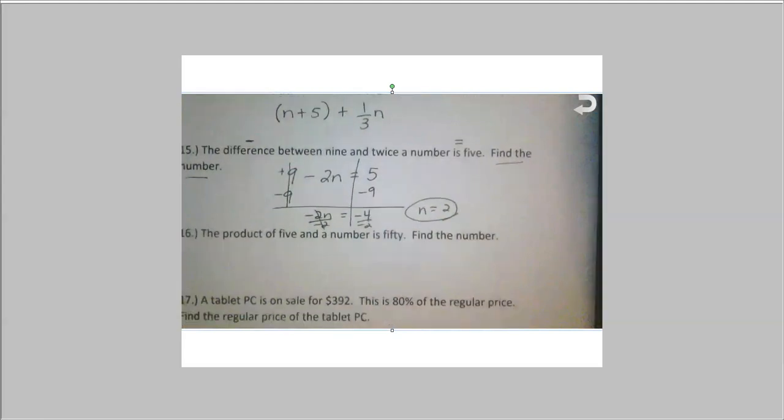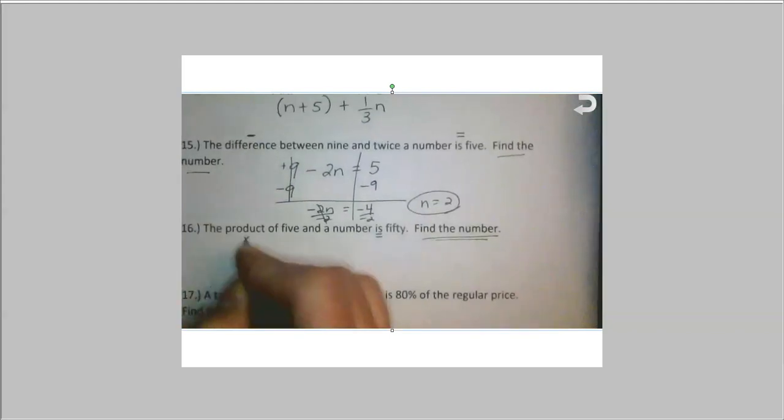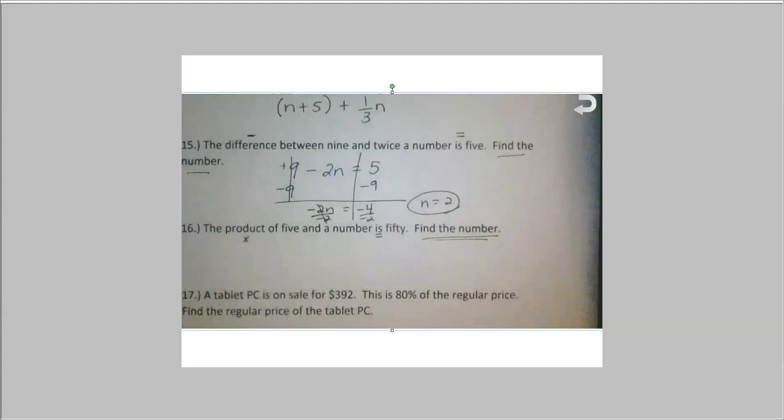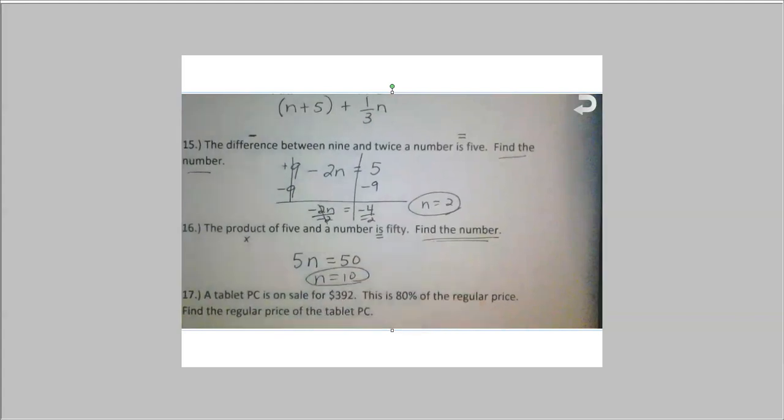Number 16 is just like that. We want to actually find the number. "Is" means equals. The product, that means multiply, of 5 and a number. So 5 times a number is 50. That's an easy one. 50 divided by 5, that would be 10, okay? So be able to set it up correctly. Sum is add, difference subtract, product is multiply, quotient is divide.